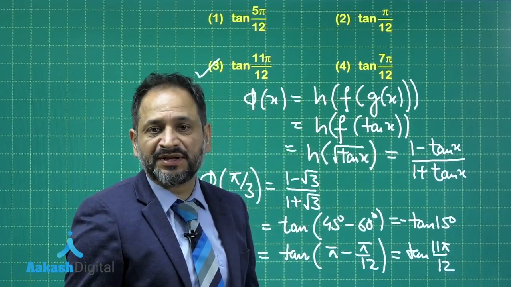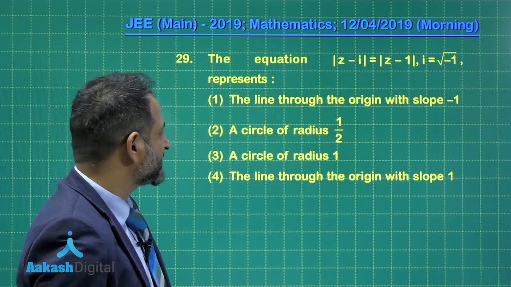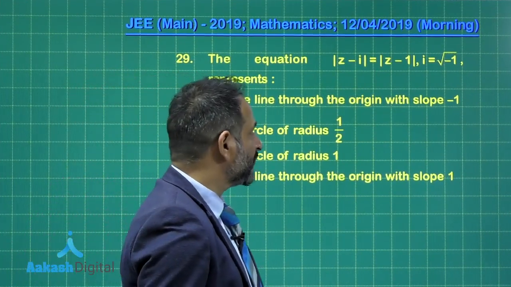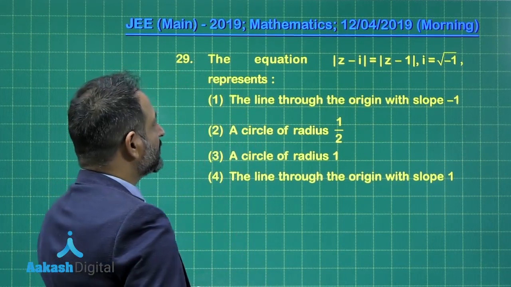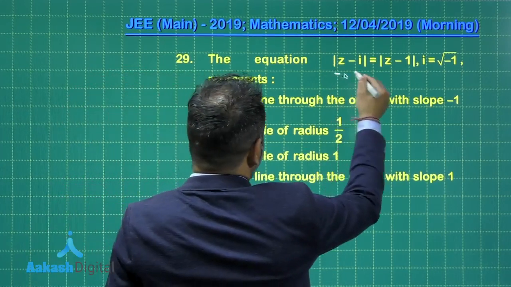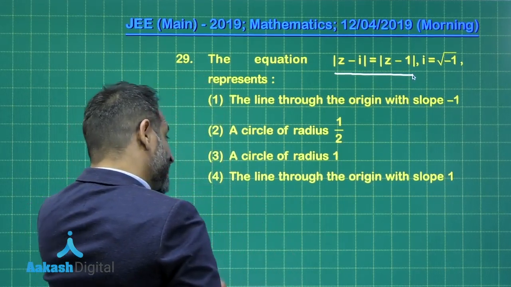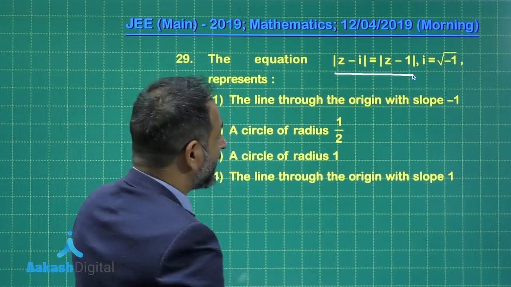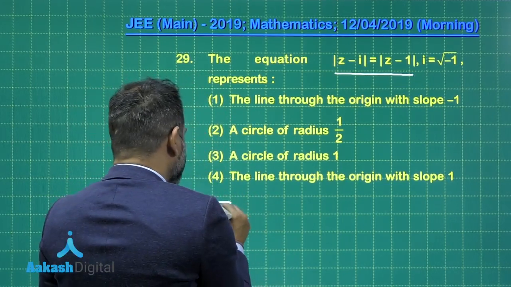Let us move to the next problem. A question from complex numbers clubbed with the concept of locus. Again an easier one here. We have to find out whether this equation represents a line or a circle, or a line passing through the origin and having slope 1. So what we want to do here is find out the locus.